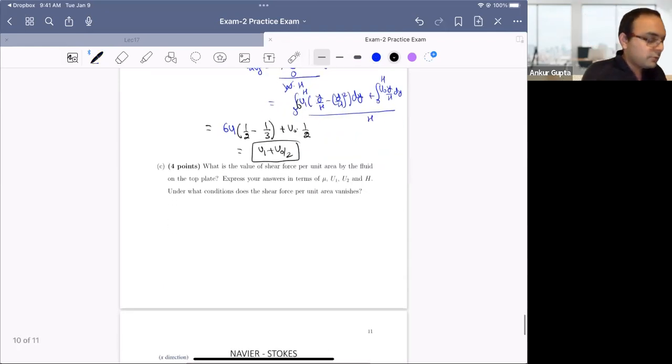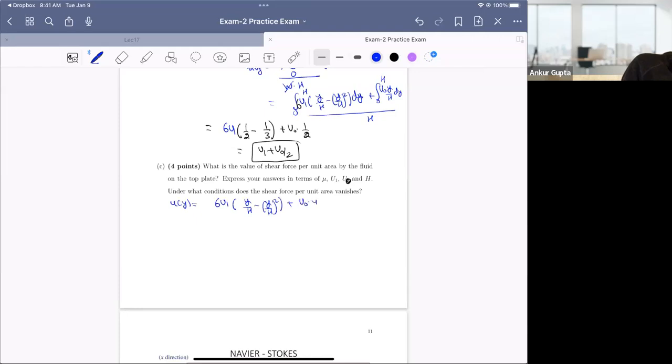And what is the value of shear per unit area on the top plate? Specify answers in terms of mu, u1, u0 again, not h. Under what conditions does the shear force per unit area vanish? So we have the velocity again, u of y is equal to 6u1 into y by h whole square plus u0 y by h. So tau, the top plate has a negative vector pointing downwards, so you get minus mu del u by del y at y equal to h.